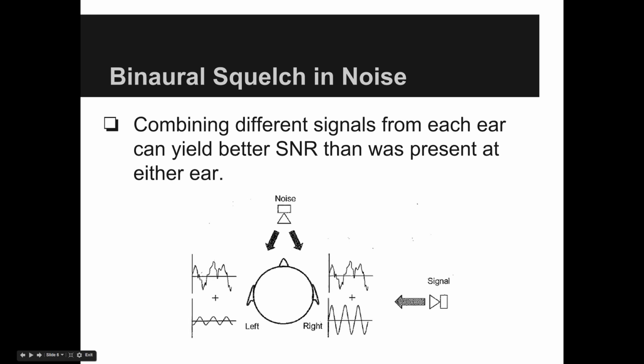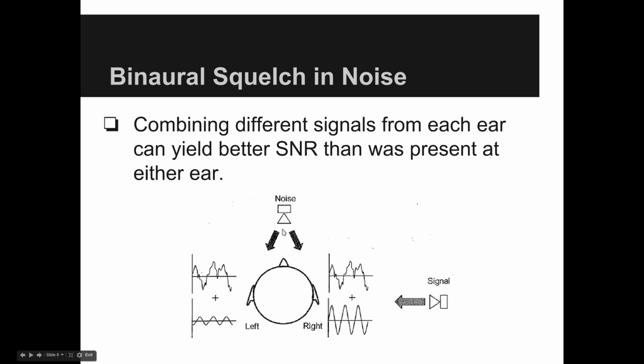The second component to talk about for the cocktail party effect would be binaural squelching of noise. This is whereby the person is able to combine these dichotic signals, these different signals at each ear, and it yields a better SNR than was present at either ear to begin with.